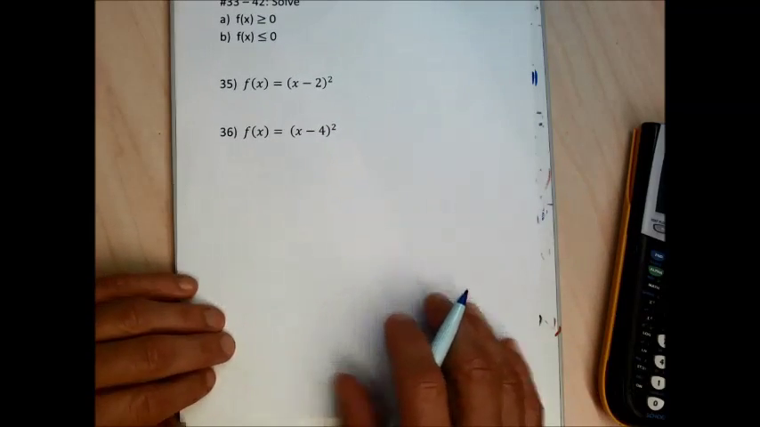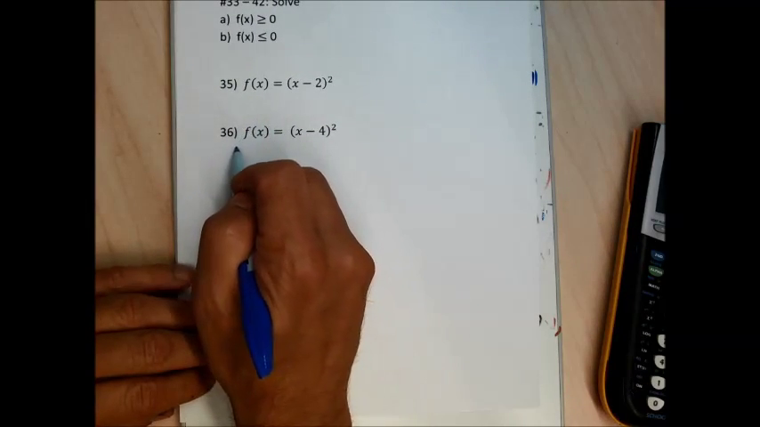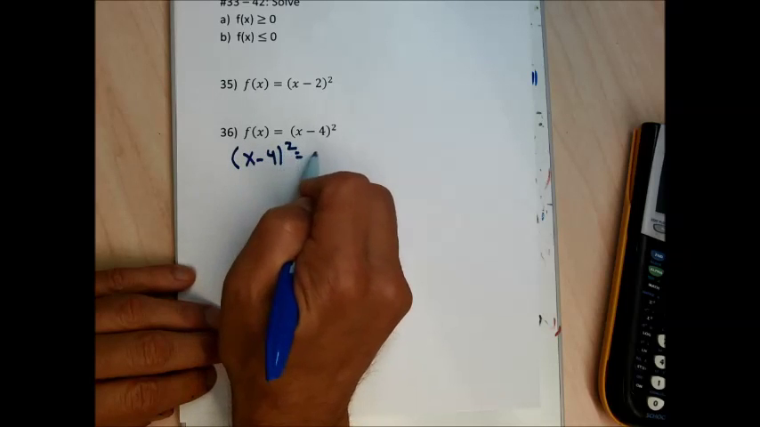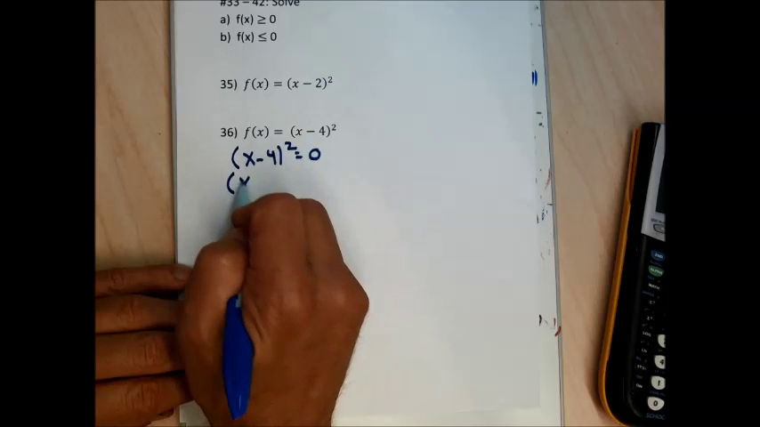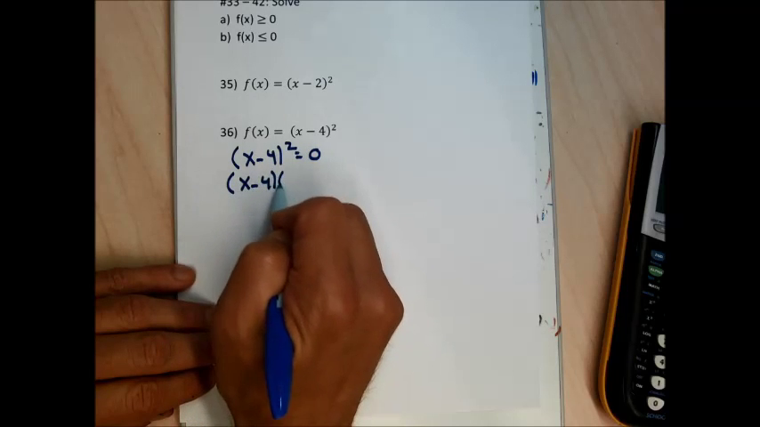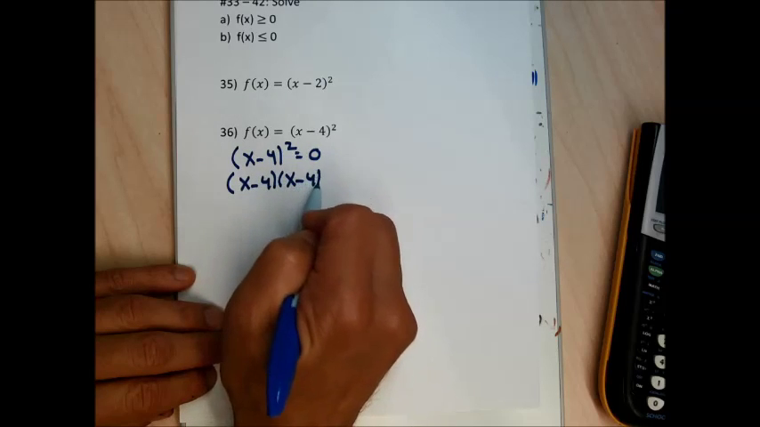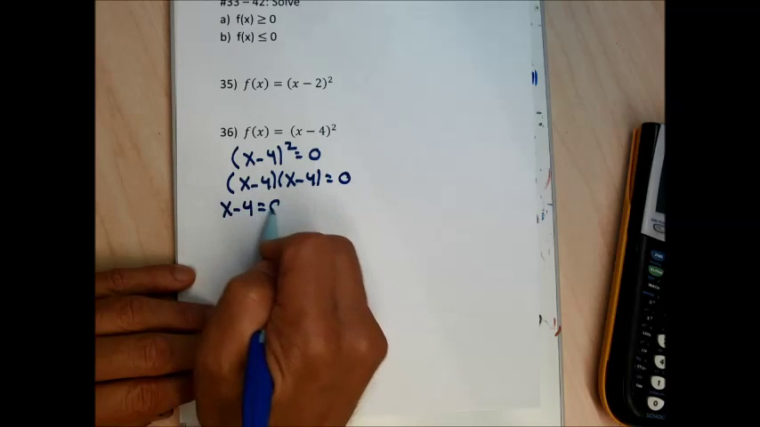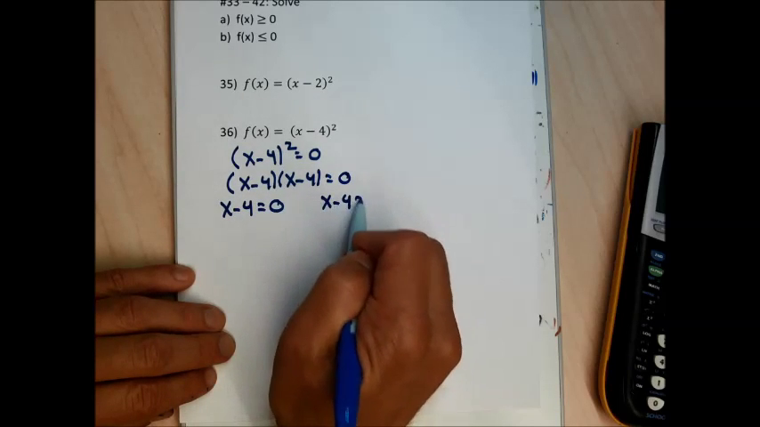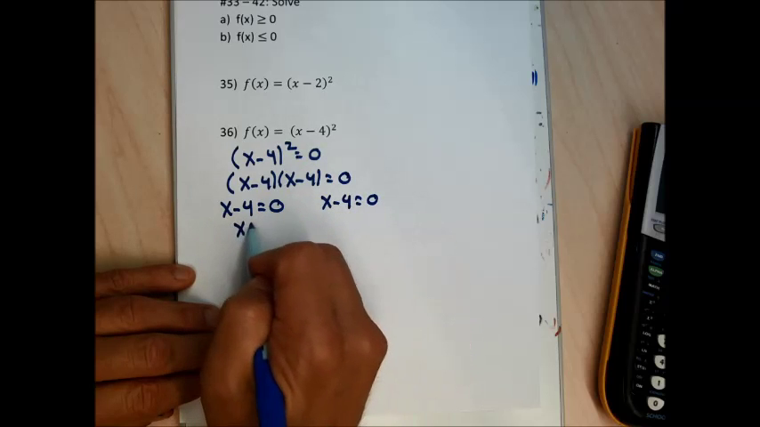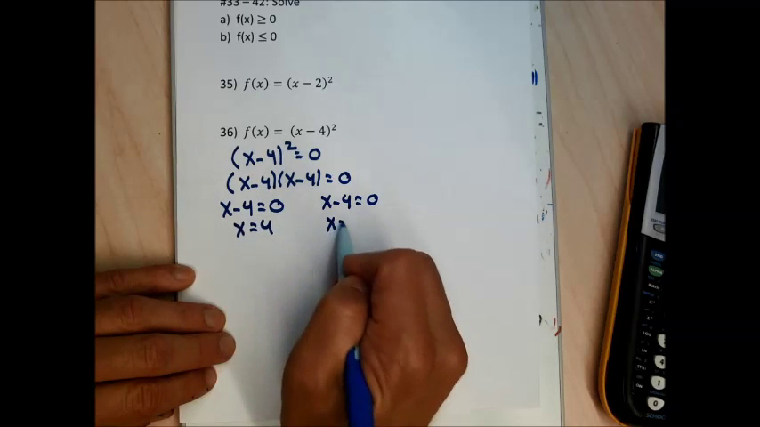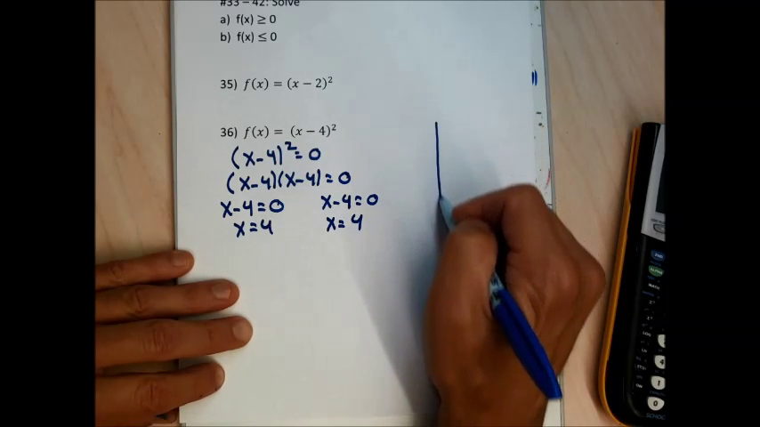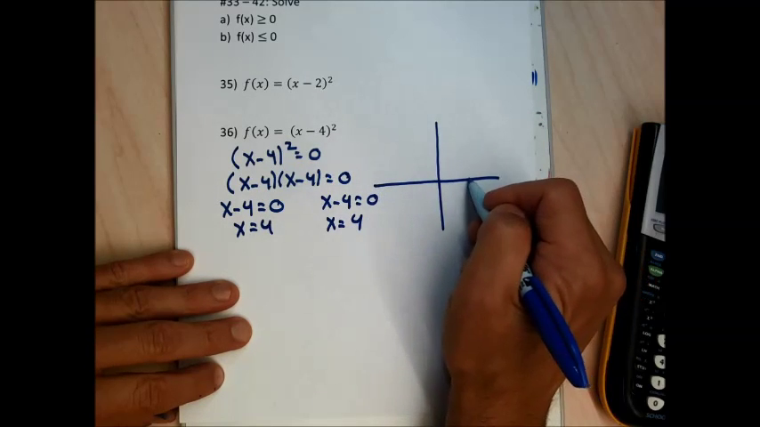35 and 36 are a little evil. When I go to do 36, to find the x-intercepts, you set the function equal to 0. I'm going to write it without that square. To find my x-intercepts, I'm going to write this as x minus 4 times x minus 4. And I'm only going to get one x-intercept. It has even multiplicity, which is one of the horrible ones where the graph kind of bounces off the x-axis.